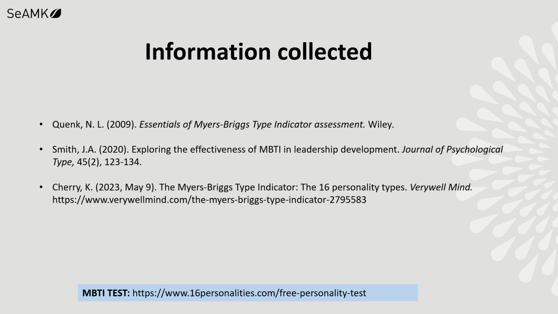Here we can see where we found the information to make our presentation. The first one is a book, The Essentials of Myers-Briggs Type Indicator Assessment by Naomi Quenk. The second one is the Journal of Psychological Type, a magazine that has published studies, research, and articles focused on the expansion of the MBTI in many areas. And the third and last one is the reference from the Verywell Mind website, which informed us deeply about the 16 personality types.